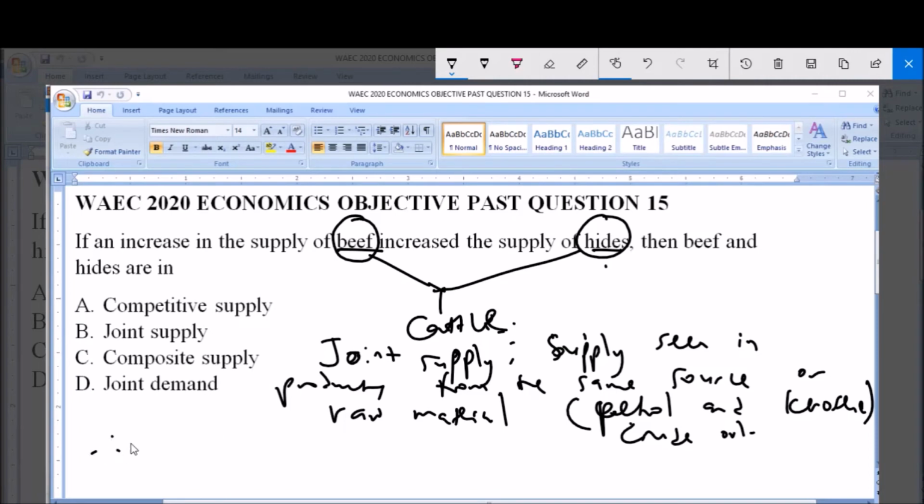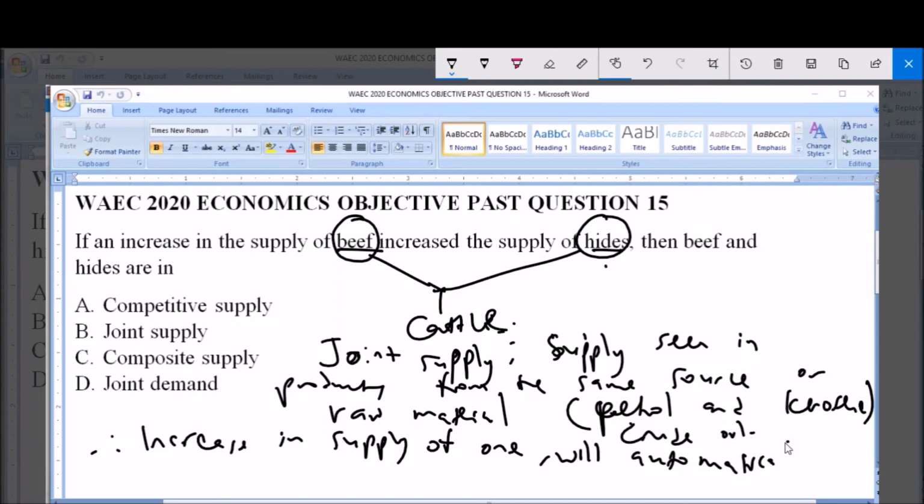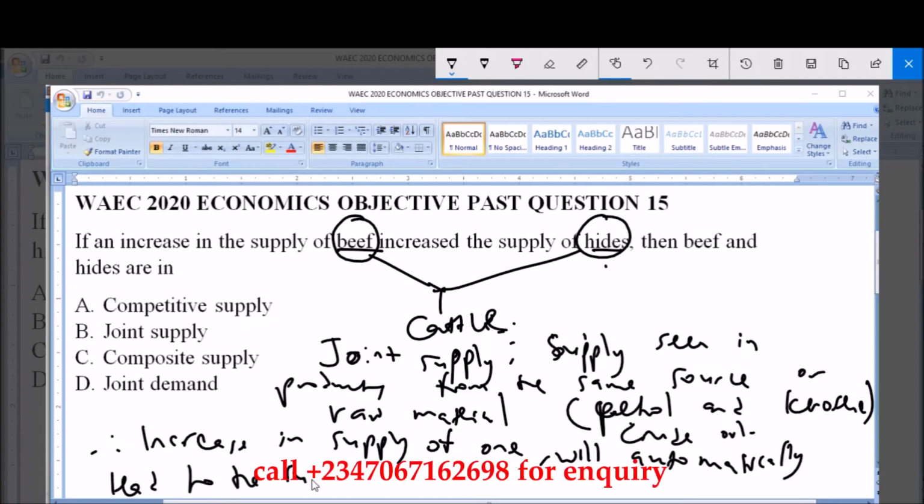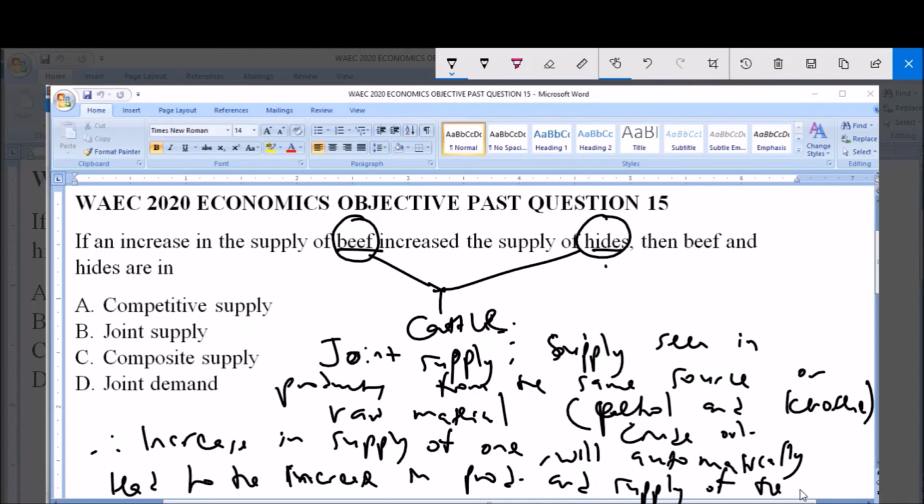Therefore, an increase in supply of one will automatically lead to an increase in production and supply of the other. So, as we have rightly established here, option B, joint supply, is the correct answer to this question.